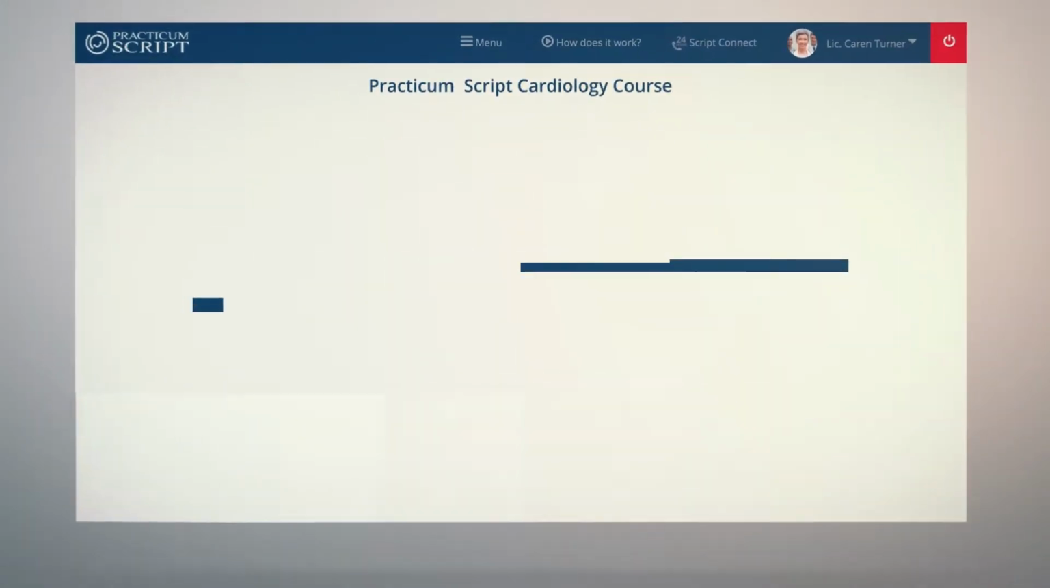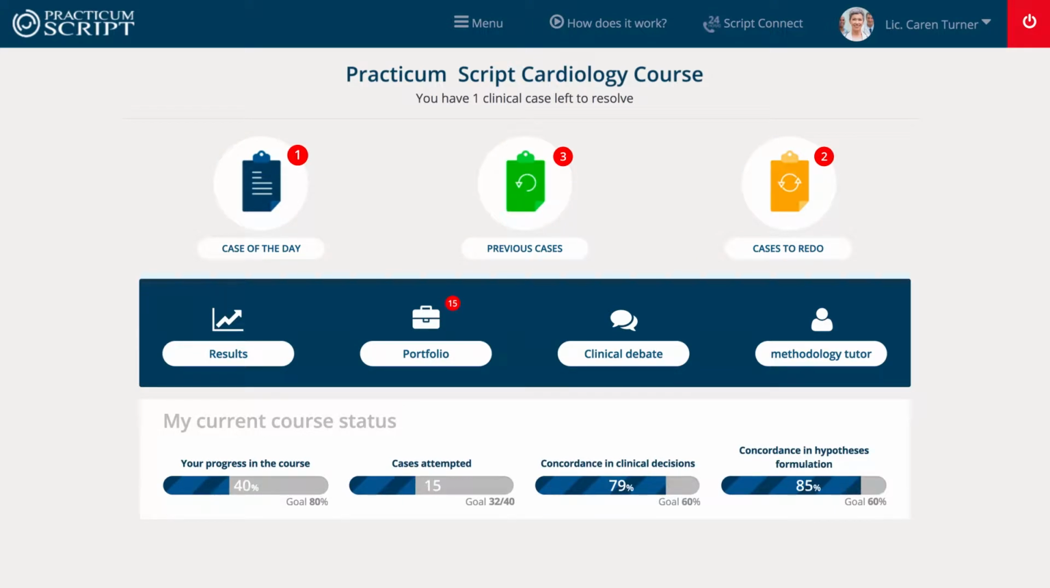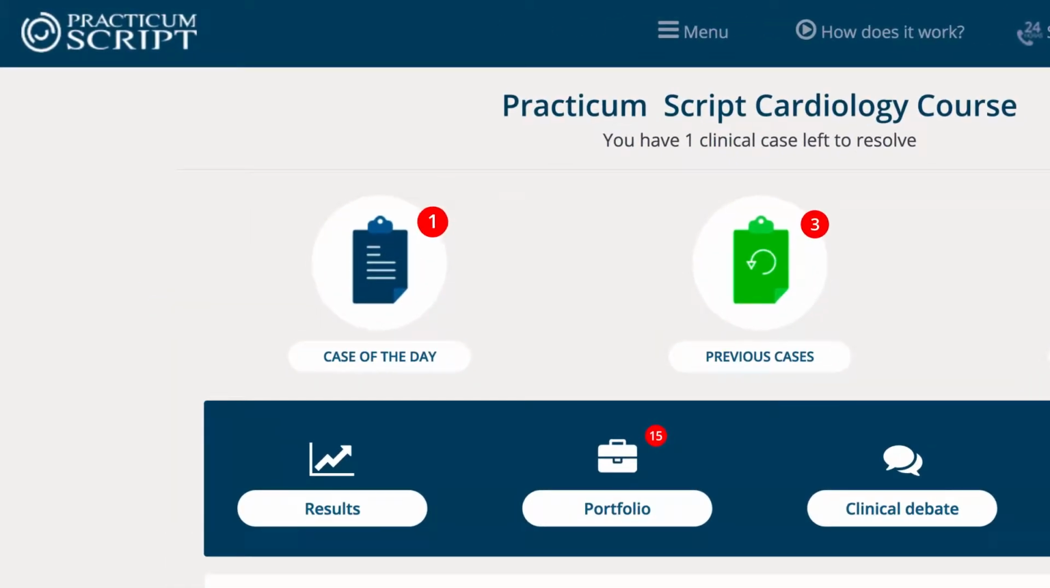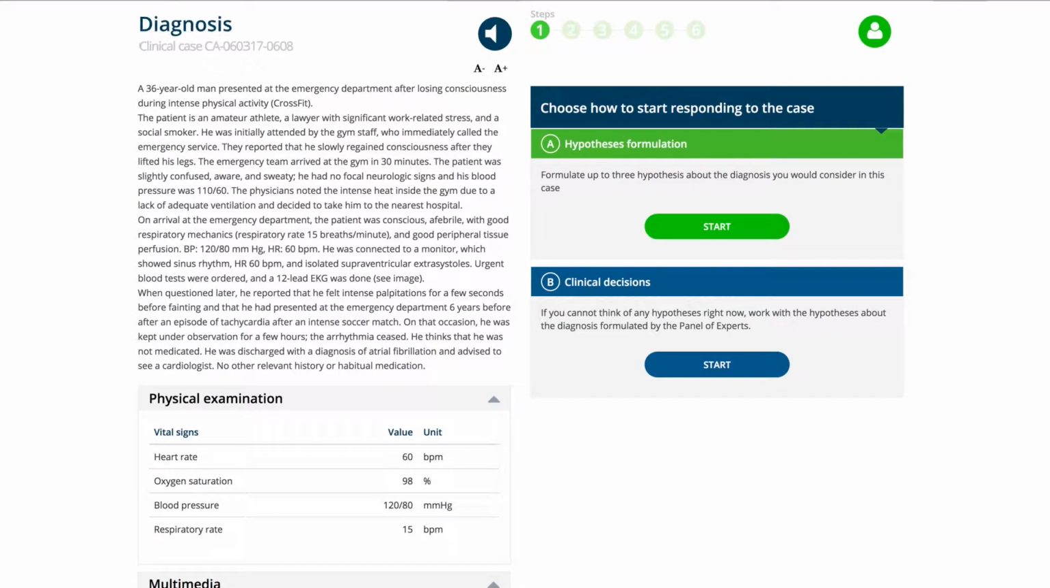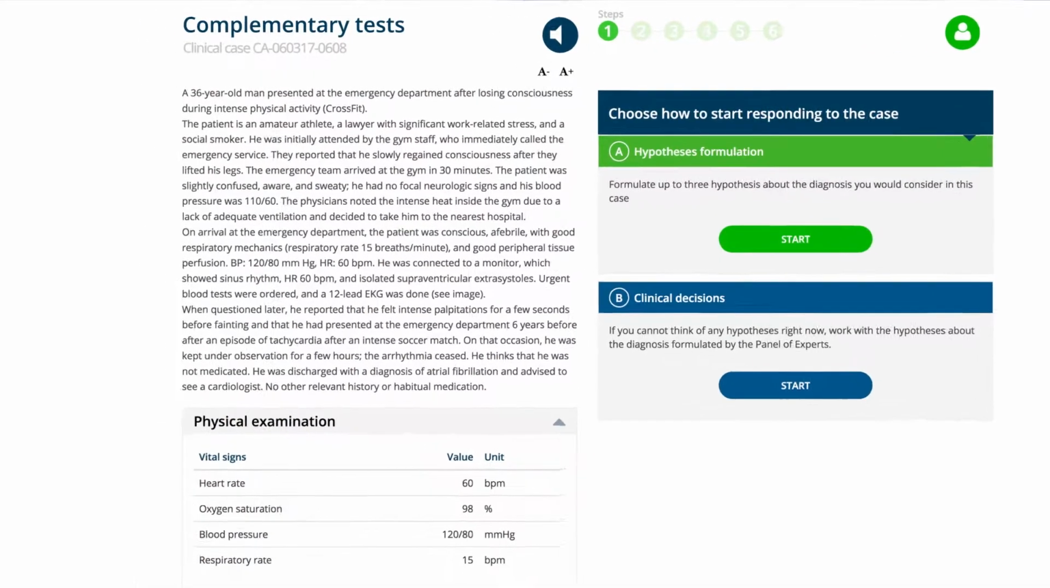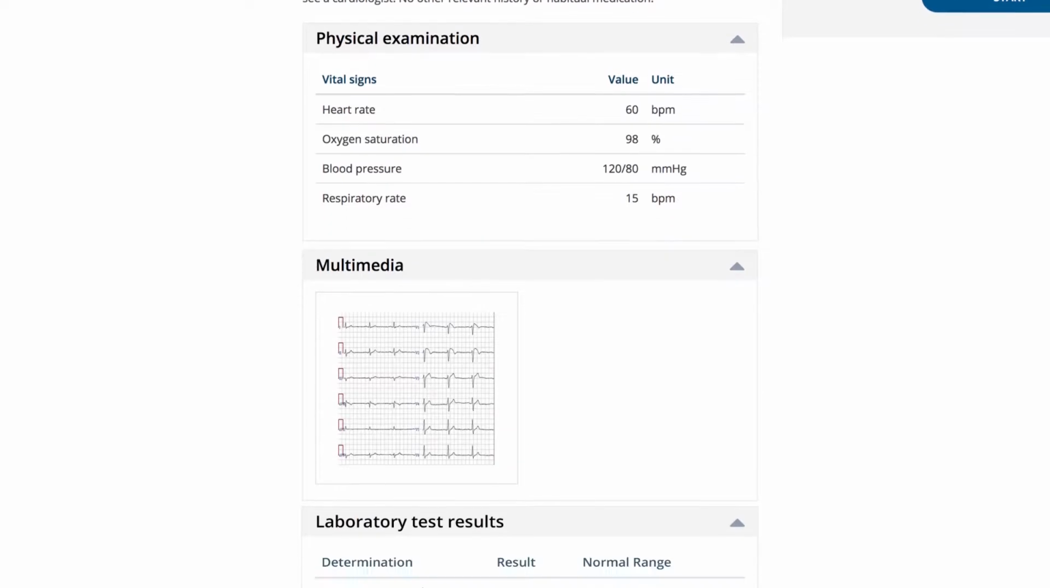This will be the operating menu that can be accessed from any device through the internet. Every week, one or two new cases within your specialty will be presented. Let's start with the case of the day. Check to see whether the case is focused on diagnosis, treatment, or complementary tests. Then, read or listen to the description of the case carefully.